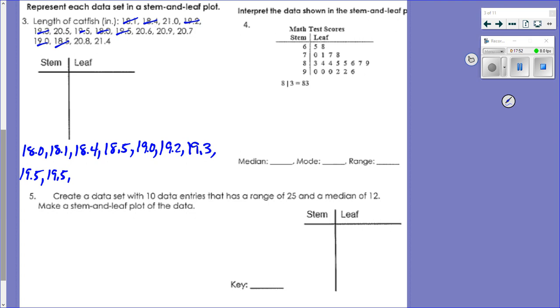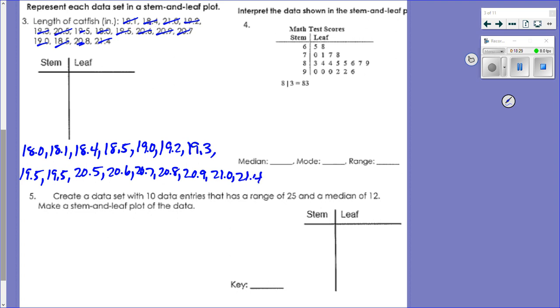I see a 20.5, 20.6 that I already crossed out, 20.7, 20.8, 20.9. A 21.0 and a 21.4. So again, just make sure I got them all.